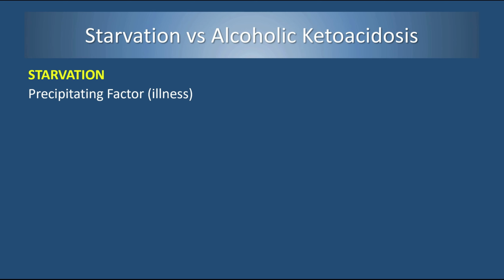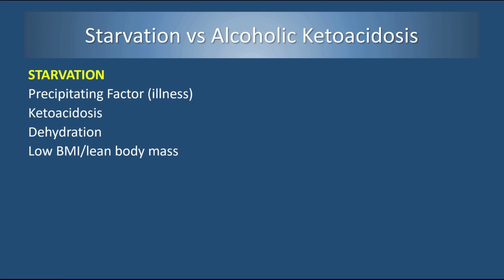Some of the surgical patients may be admitted with an abdominal problem, then they're kept nil by mouth and given resuscitation fluids as maintenance fluid, and they end up with ketoacidosis 3 or 4 days after being admitted to the hospital. Traditionally, these patients tend to be dehydrated. They have low body mass index or low lean body mass, so they don't have much reserve to call on.